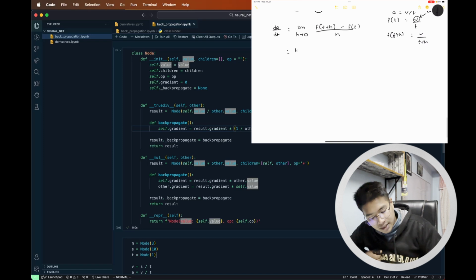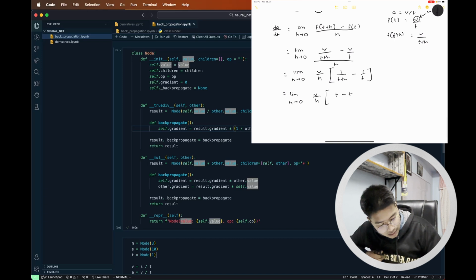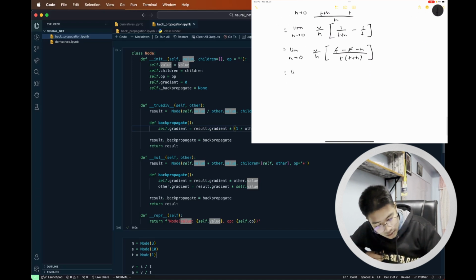So let's plug that in over here. And this is what now? v by t plus h minus v by t, divide the whole thing by h, and I am going to go a little bit quick over here to do that calculation. 1 by t plus h minus 1 by t, limit as h tends to 0, v by h, I can do that quickly, divided by t plus h multiplied by t, the t goes away, limit as h tends to 0, v by h into h by t, t plus h.